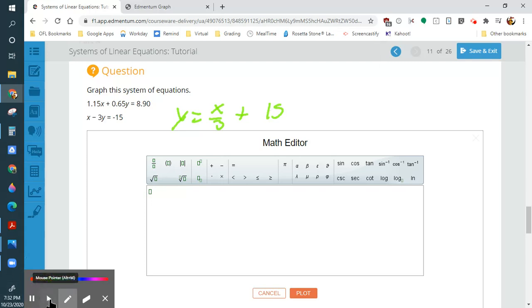So let's see how nice this is going to be to us. So y equals, do the fraction, x over 3. If this doesn't work, I'm going to try the 1/3. But I have a feeling this should work. Plus 15. Got it.